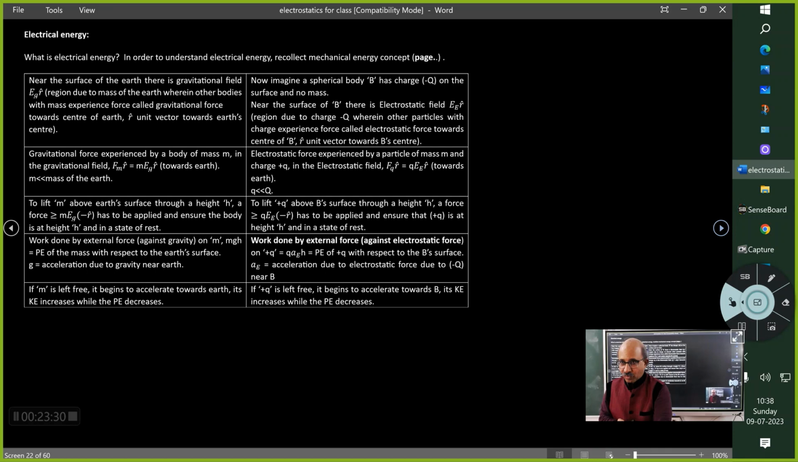Gravitational field is a conservative force. What is the work done on this? Supposing this is Earth, mass m. What is the force acting? mg, and mg is down. So what is the work done by gravitational force? Minus mgh. Can you see minus mgh? What is the potential energy of this body? Minus of minus mgh.